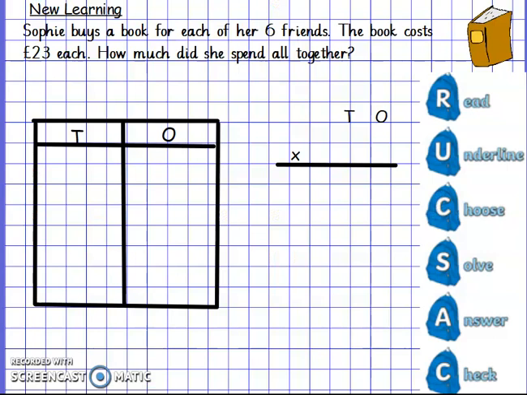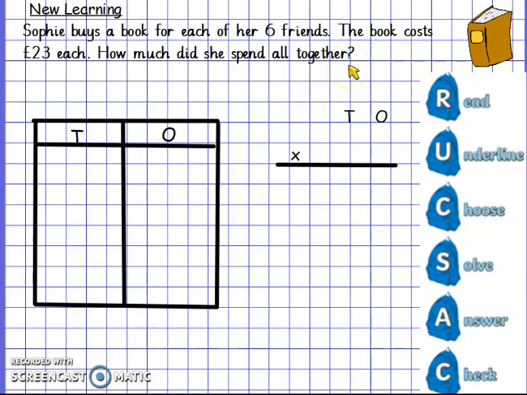So the new learning today involves us doing our multiplication methods with word problems. Let's read this first one together. Sophie buys a book for each of her 6 friends. The book costs £23 each. How much did she spend altogether?